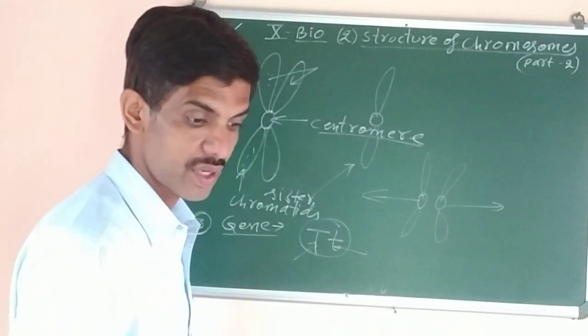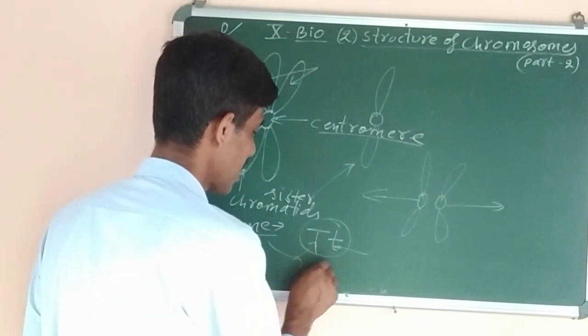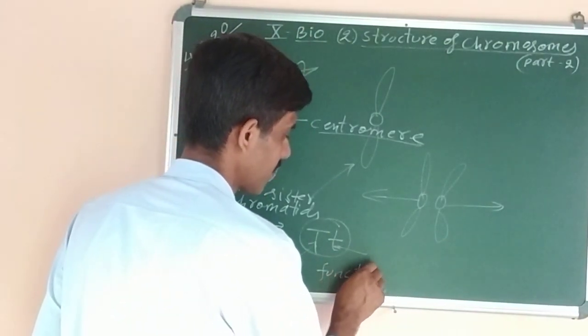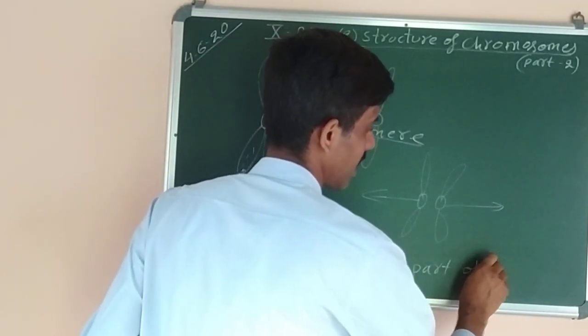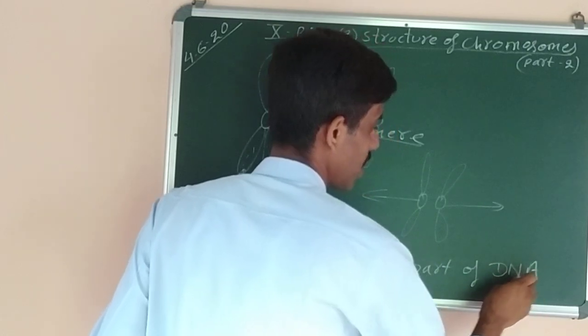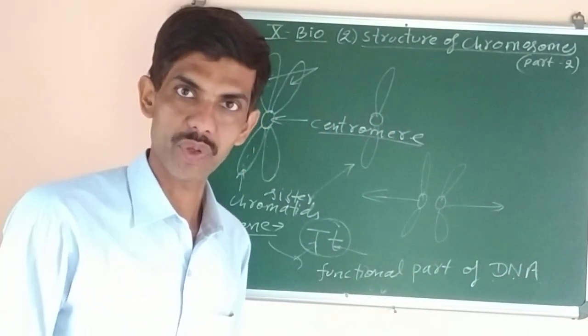So how to write the definition of gene? You can write: genes are the functional part of DNA. And you know just now what DNA is. DNA stands for deoxyribonucleic acid, the one which makes our chromosomes.